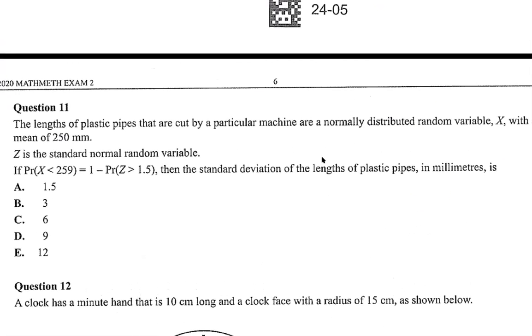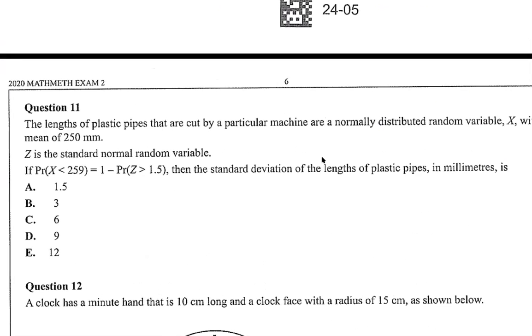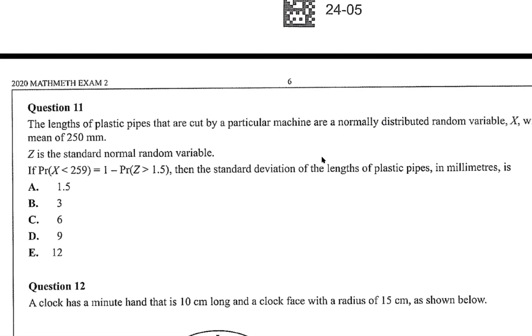The length of plastic pipes that are cut by a particular machine are normally distributed random variable X with a mean of 250 millimeters. Z is a standard normal random variable. If the probability X smaller than 259 is 1 minus the probability Z greater than 1.5. So let me paraphrase the right-hand side. This will be Z smaller than or equal to 1.5, or you can just write Z smaller than, okay?